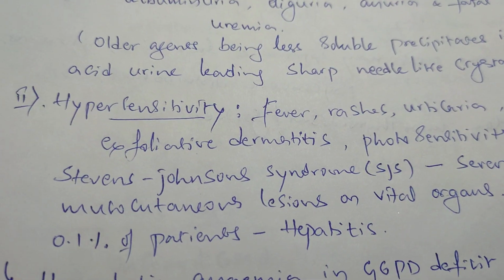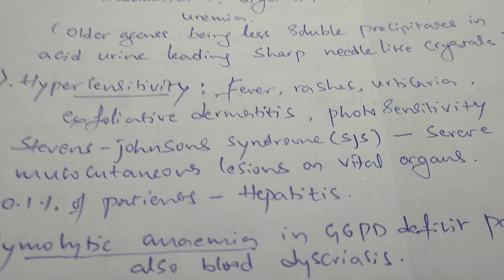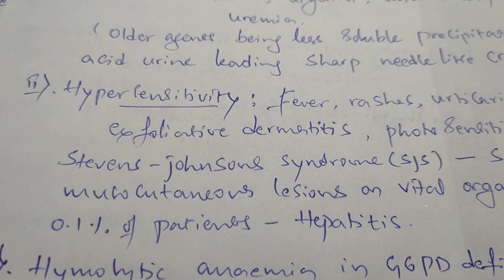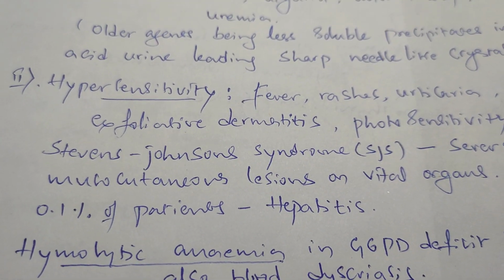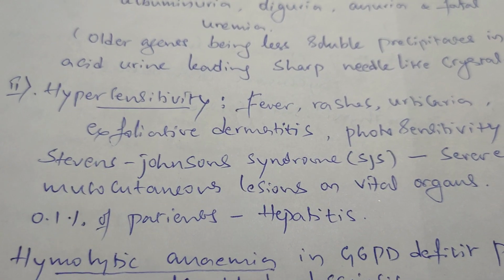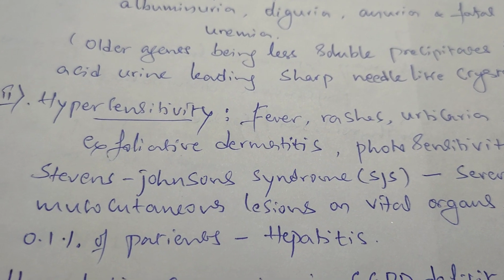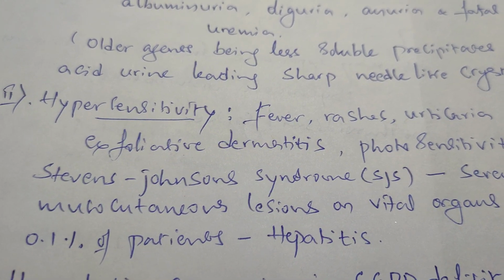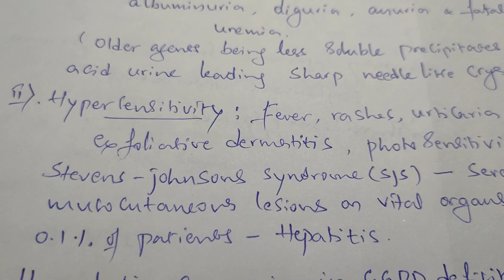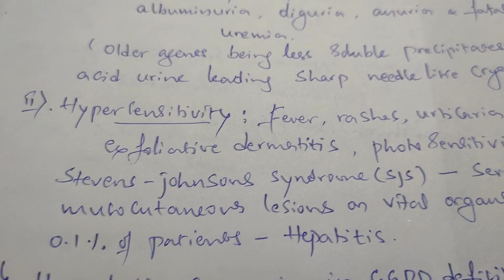Okay, next is the most common, hypersensitivity reaction. It produces fever, rashes, urticaria, exfoliative dermatitis. I told you where skin layers are coming out. Next, photosensitivity, and it also produces one more severe kind of hypersensitivity reaction, called Stevens-Johnson syndrome. In this condition, there is lesion formation on the vital organs of our body, like the liver, lungs, heart, or even the kidney. So this is a serious hypersensitivity reaction caused by sulfonamides specifically.